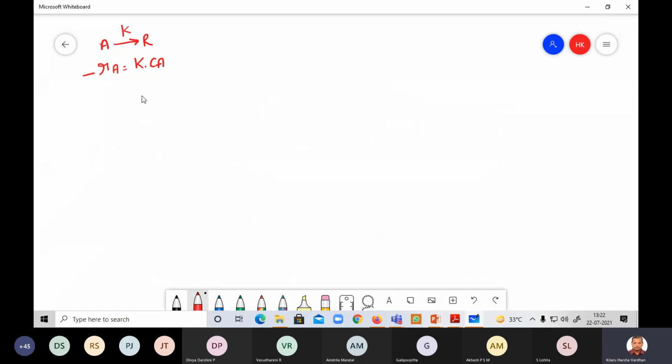Now you see this is the reaction. I'm just writing here. A is giving you some product R, right? So I'm writing the rate: minus RA is equal to K times CA. This I'll write a bit later. Let us not write here. Minus RA is equal to minus 1 by V into dNA by dt. Correct. That is equal to K into CA. That's okay. If you want, you can write here.